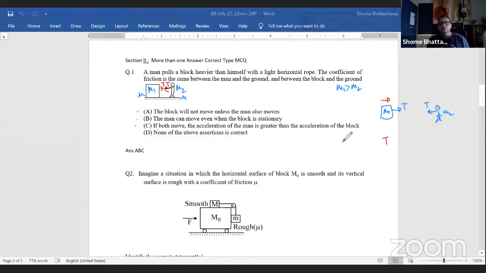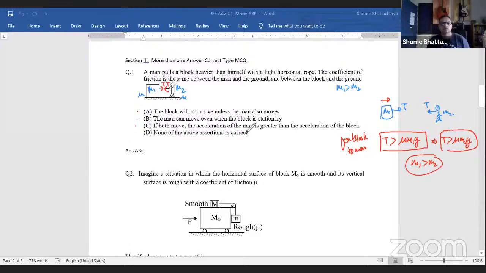Then for the block to move, T has to be greater than mu m1g. So this statement definitely means that T is greater than mu m2g. So that means this person will definitely move, because m1 is greater than m2. That means if the block moves, the person has to move. So this option is correct: the block will not move unless the man also moves. Is this clear?